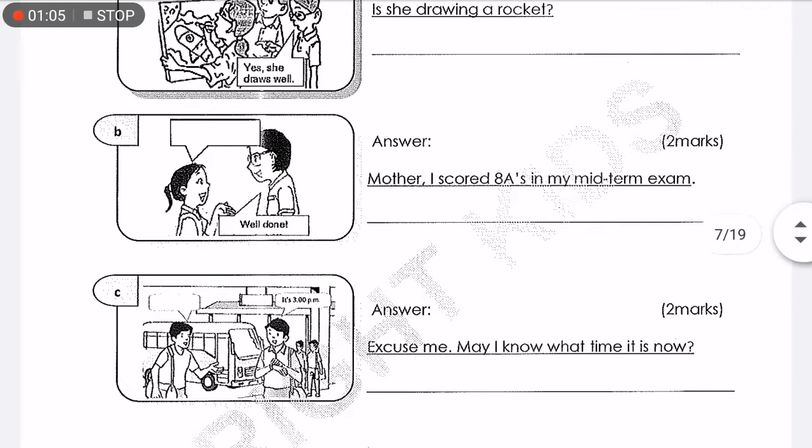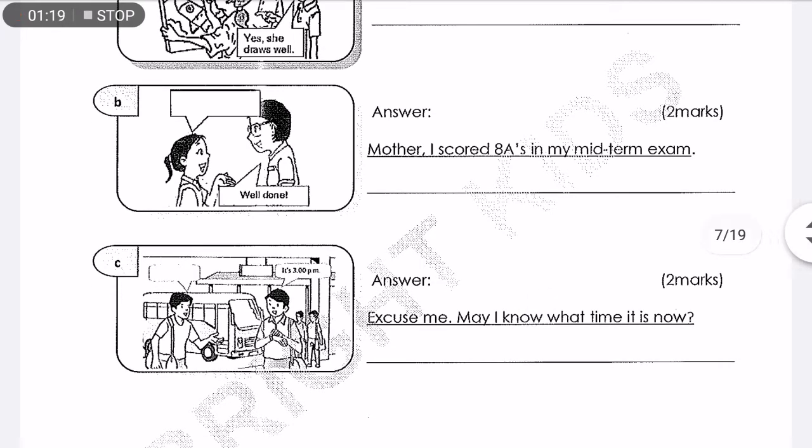Now question B. Well done. Now this is clearly a reply as well. So what could be the question on top? Mother, I scored 8 A's in my midterm exam. So the mother replied, well done.